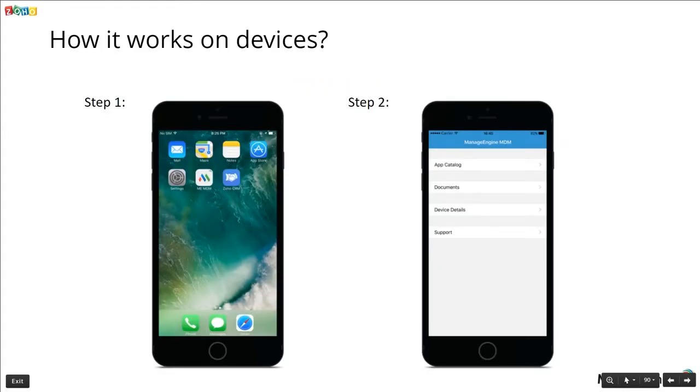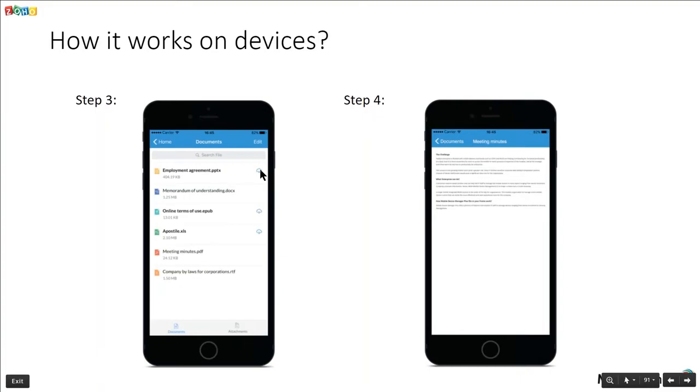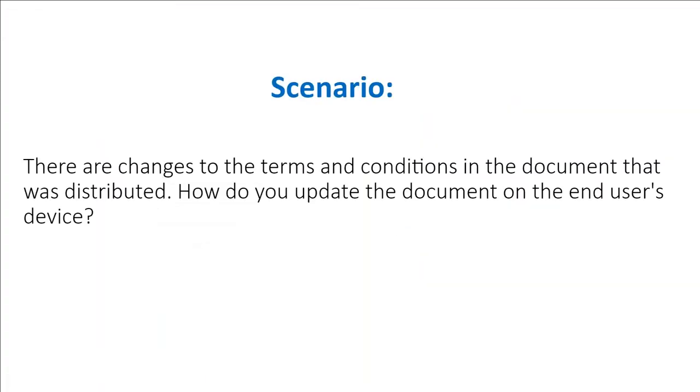So your end users need to open the ManageEngine app and click on the Documents tab. In order to view the document, it first needs to be downloaded, and then it can be viewed offline as well using the ManageEngine app. But what if there are a few changes to the terms and conditions in the document that was just distributed? How do you update the document on the end user's device?